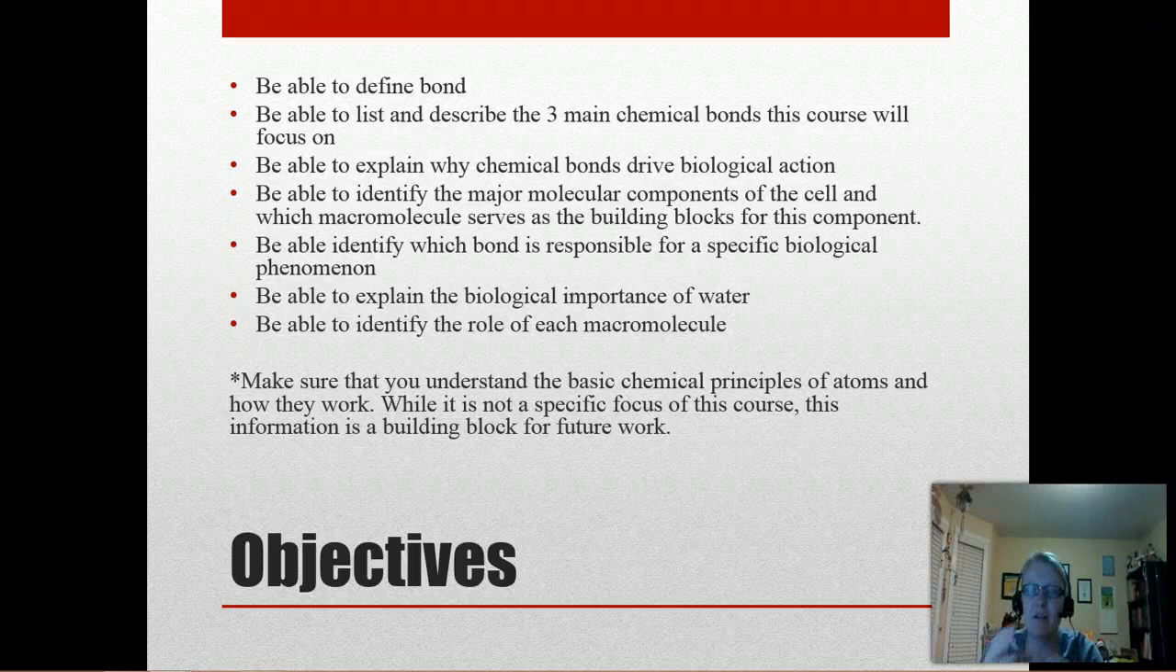And there's this little asterisk here at the bottom about making sure you understand the basic chemical principles of what an atom is and how they work and what electrons are. Make sure that you have those building blocks before you continue on in this class, because it's going to help you tremendously if you understand those.